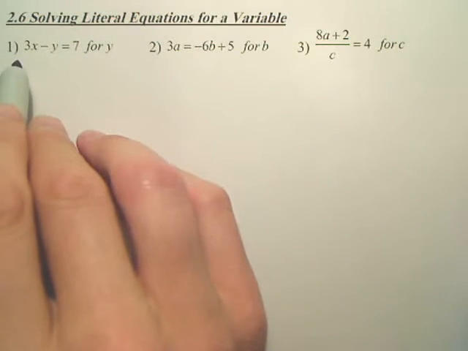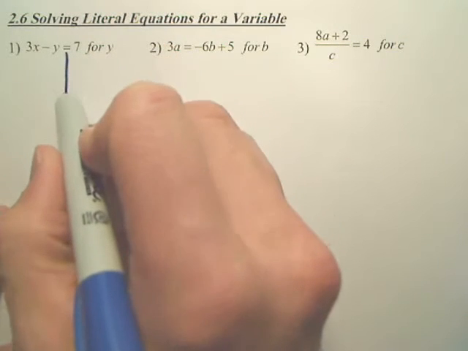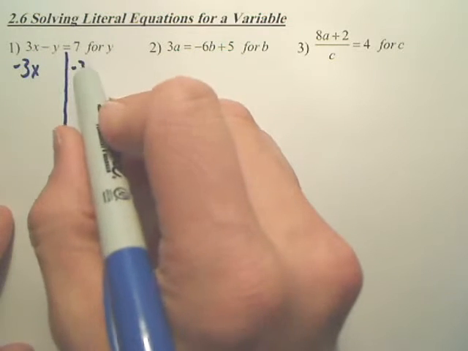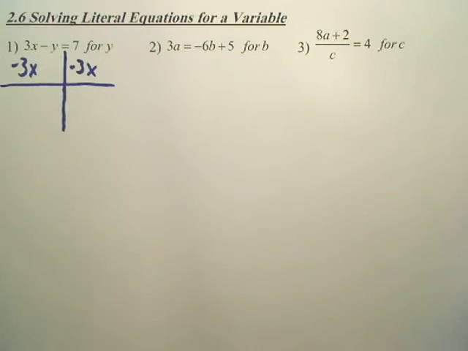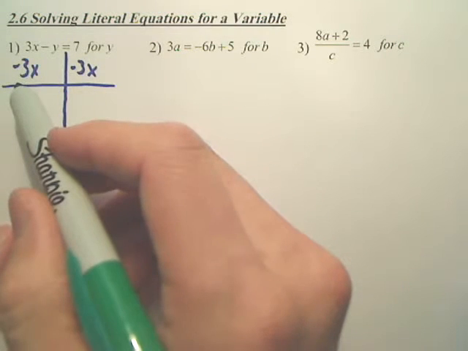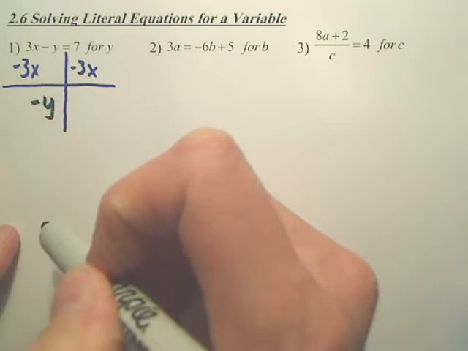So to get y by itself, we first have to get rid of this 3x. That's a positive 3x, so it's kind of weird. But all we're going to do, first put a line down the middle, is we're going to minus 3x from both sides.